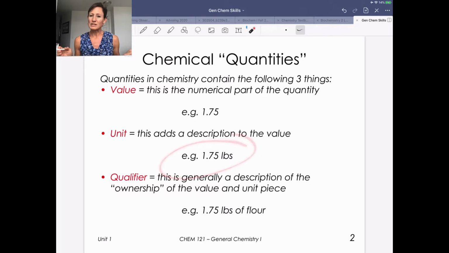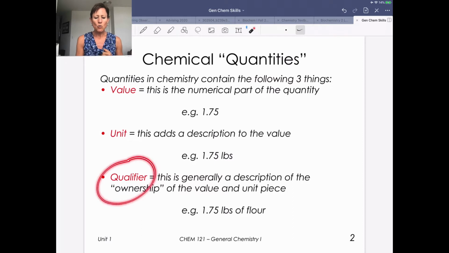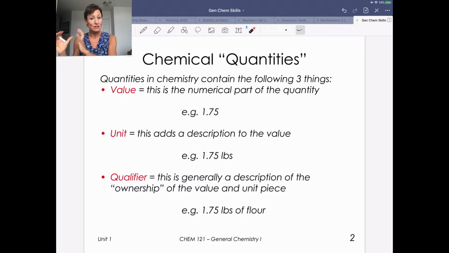For example, 1.75 pounds. Now, even that might not be a full description of what that chemical quantity is. So then we're going to have a qualifier. And again, that's a descriptive piece that shows who owns that value and unit. So for example, 1.75 pounds of flour. And so having those three pieces and continuing to keep track of those pieces as we go through problems is going to become really important. And I promise you, if you keep your units, and I know it's laborious to write them, it's hard to not get the right answer if you always make sure you have the right chemical quantities in your calculations.